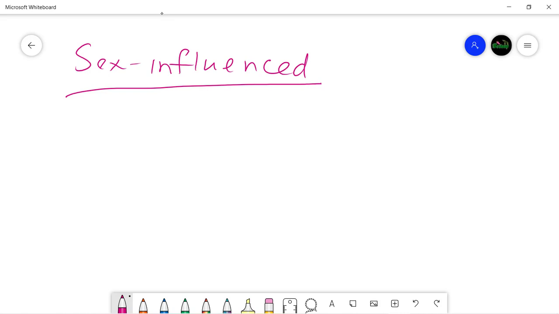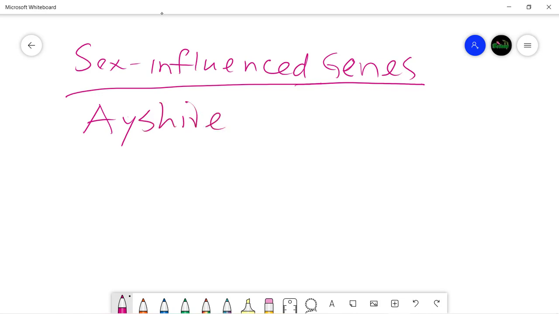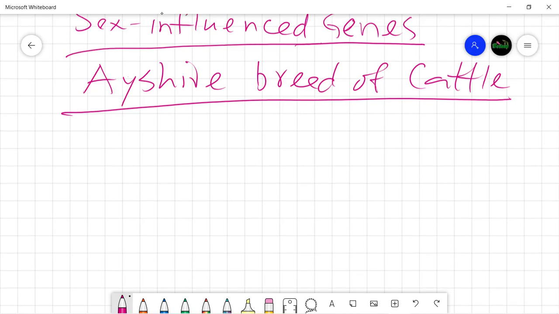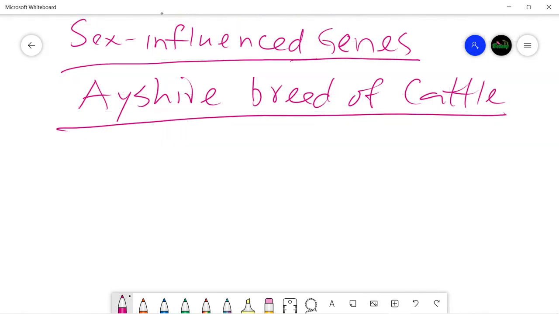Now, one of the famous examples of sex influenced genes is the Ayrshire breed of cattle, cows. And this is a very good example of sex influence genes, a very good case to study if you want to get to know about the sex influence genes.